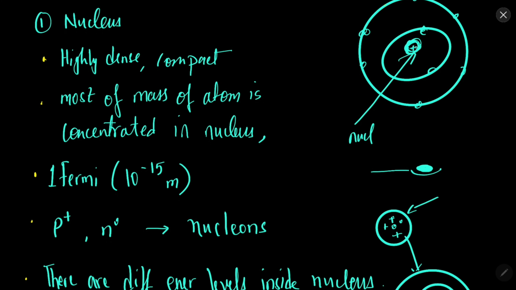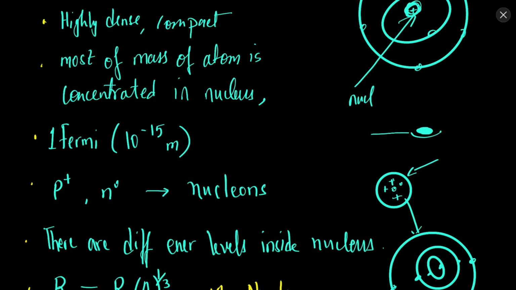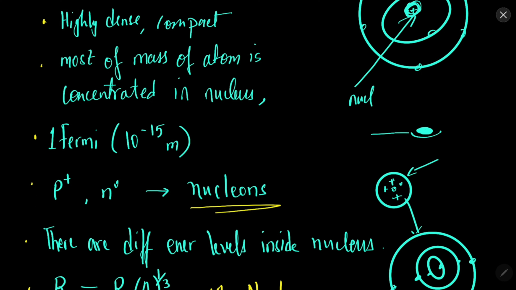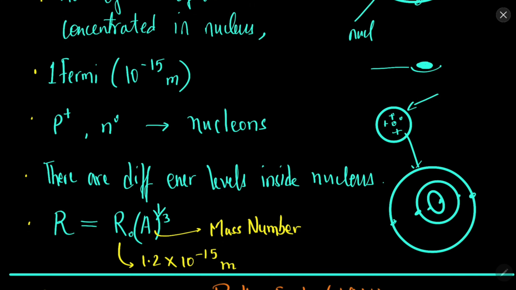The usual size of the nucleus is calculated in Fermis. Fermi is 10 to the power minus 15 meters. So the usual size comes in a few Fermis. In the nucleus we have protons and neutrons, which are in general called nucleons. So nucleons means either proton or neutron.